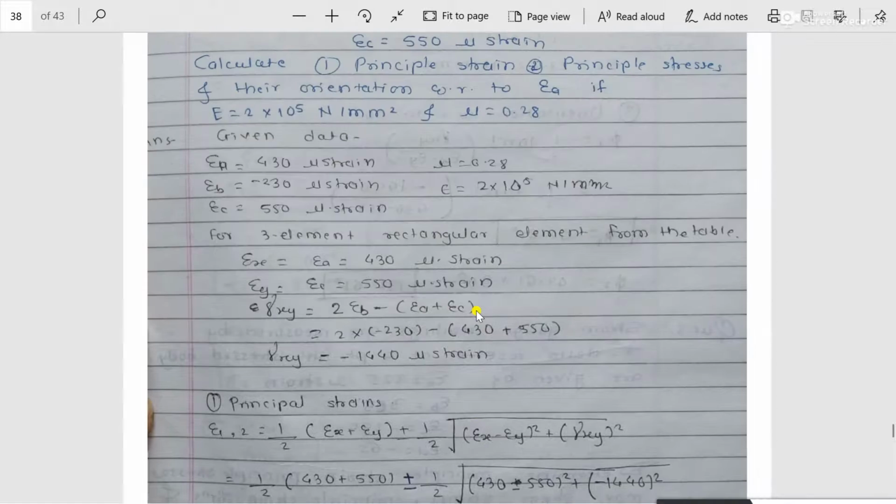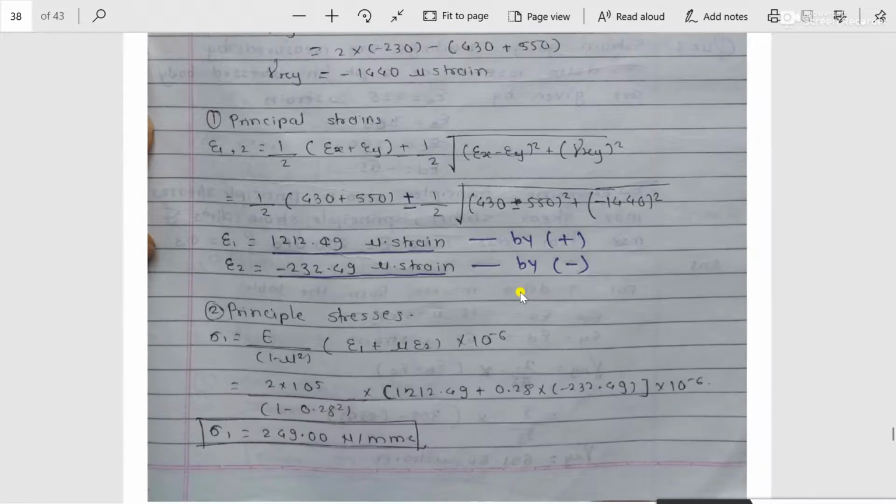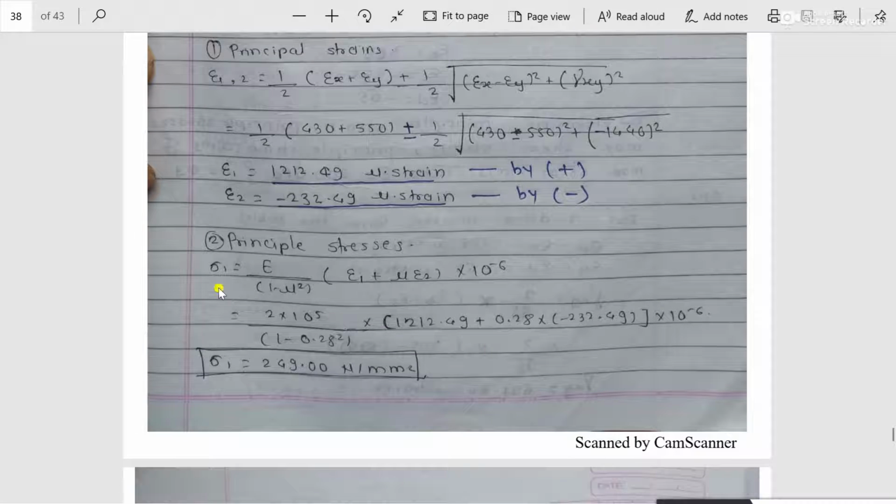Now the next parameter they have asked for is the principal stresses. We have the formulas for the sigma 1 and sigma 2 calculation also. What is the first formula? Sigma 1 is equal to E upon 1 minus mu square, into epsilon 1 plus mu into epsilon 2, multiplied by 10 raised to minus 6. Why is this multiplication required? I have to calculate the value of sigma 1 in Newton per mm square, so for the conversion purpose we multiply by 10 raised to minus 6, and then you get sigma 1 directly in Newton per mm square.